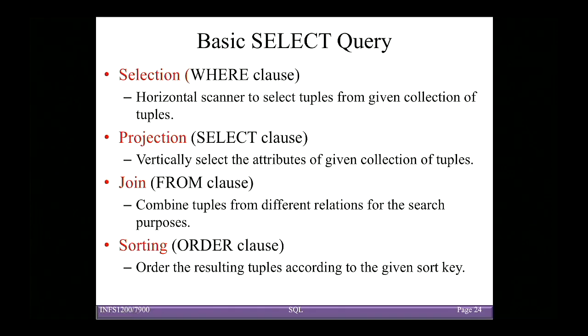Okay, so what do you do in a basic SQL query? You'll have selection, you'll have where clause, where that where clause is going to be a horizontal scanner. The where is going to determine which rows, which tuples are going to be returned. Right? So where clause is going to be your horizontal scanner. This select clause is going to be your vertical scanner, saying which attributes it is you want to return. Join is going to allow you to join tables from different tables. You join them together so you can bring in attributes from multiple different tables. And sorting will allow you to sort the results in any particular way that you want.